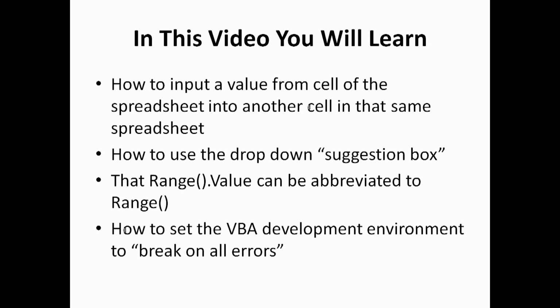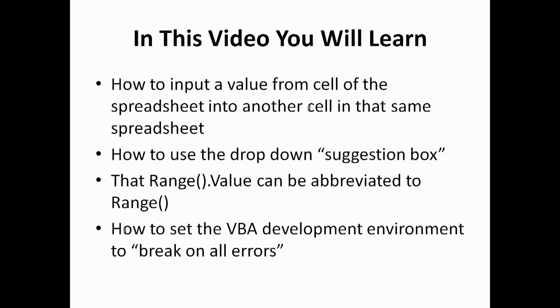Now this is what you can use, for example, if you are doing a test that's closed book and you forget the exact form of a command, for example range.value. The drop-down suggestion box will suggest what code you can type. You will also learn that range.value can be abbreviated to just range, and you will also set the VBA development environment to break on all errors.